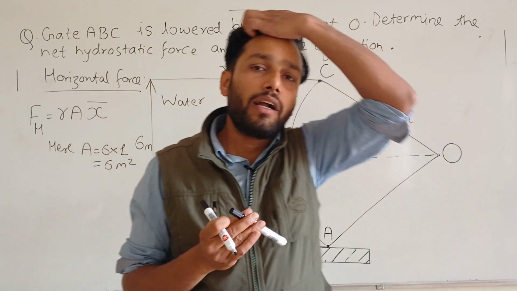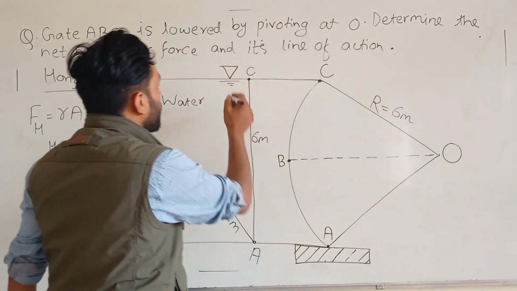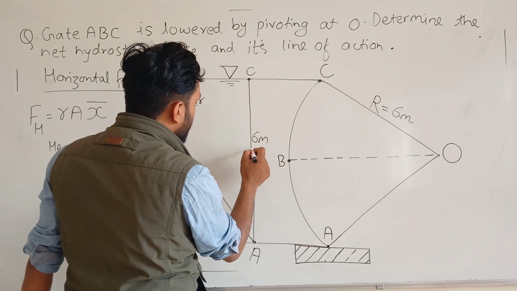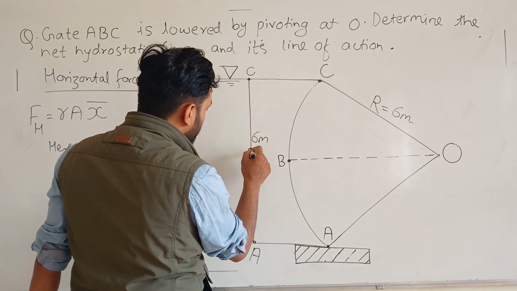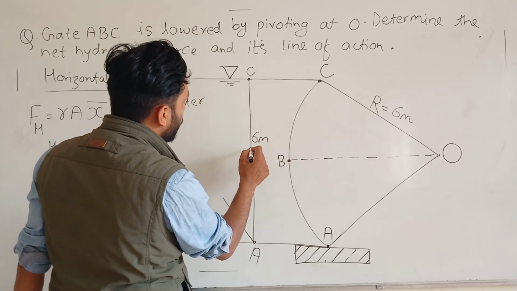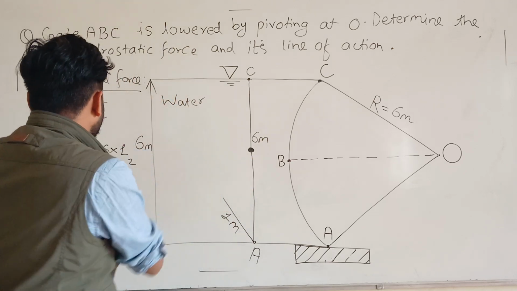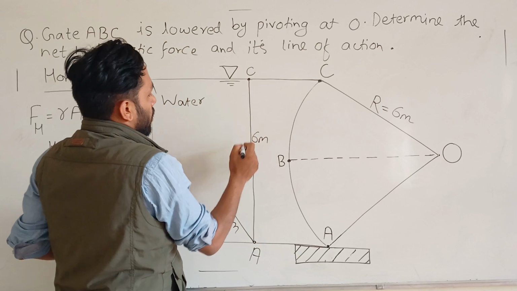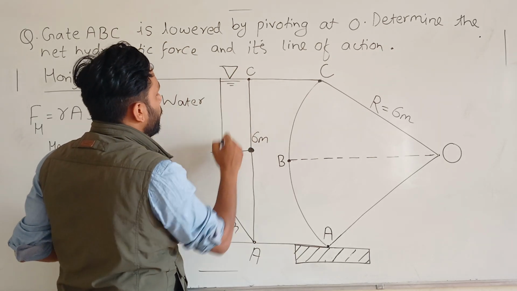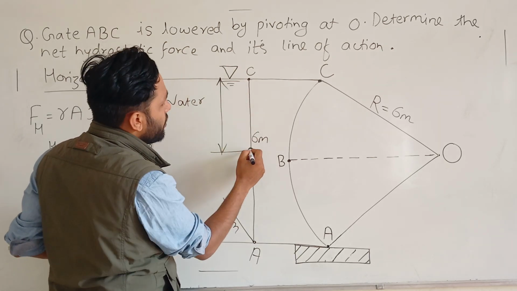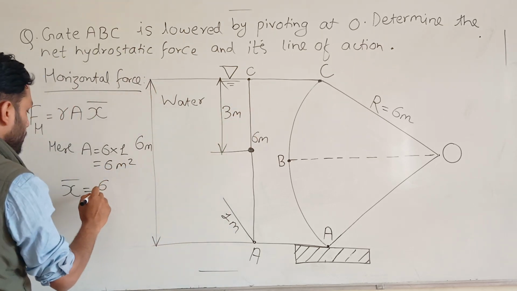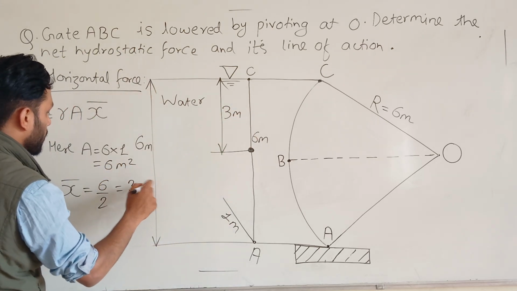The definition of the x bar is that x bar is the vertical distance from the free surface to the centroid of the projected area. So we are taking the projected area in case of horizontal force. That's why the x bar is here. The x bar is the vertical distance from the free surface to the centroid of the projected area. That is 3 meter. Okay, 6 by 2, that is going to be 3 meter.